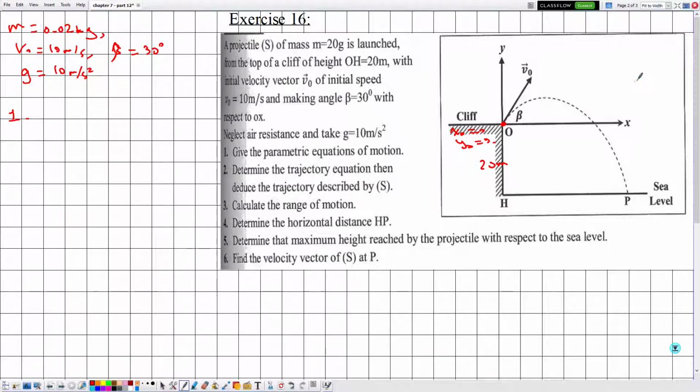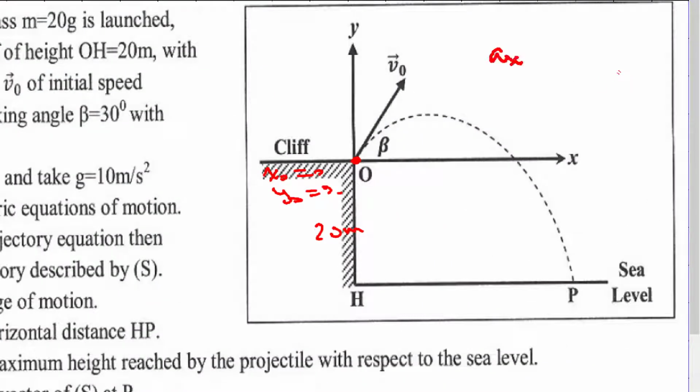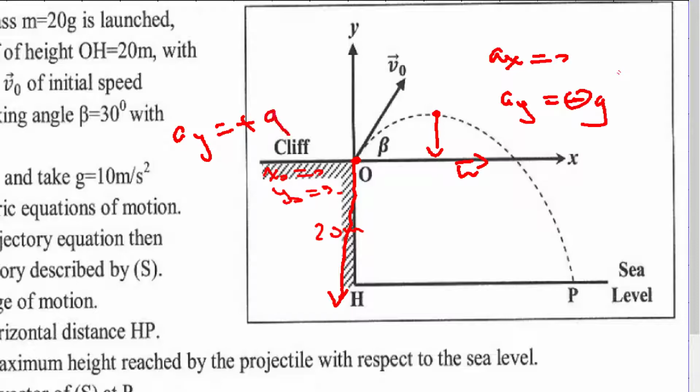But here, let's notice the following: ax is equal to 0, because at any instant the weight is only acting vertically downward, and the acceleration ay is given by minus g. The minus sign is because the weight is acting downward and the y-axis is chosen upward. Now if the y-axis is sometimes chosen downward, then in this case ay is simply given by plus g.